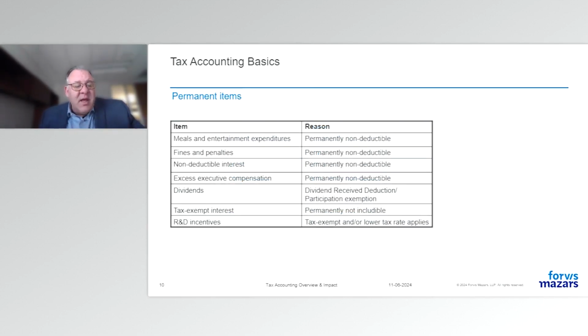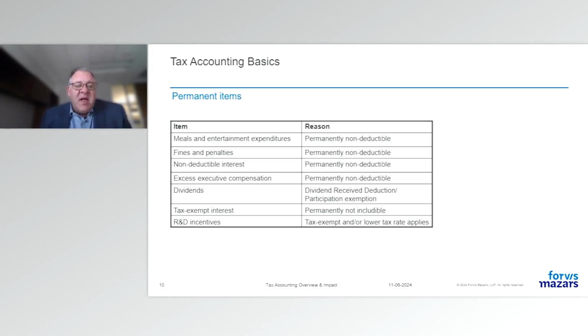So now on slide 10, we'll go through some common permanent items. We've listed some items here. I don't need to read them all off, but I'll use meals and entertainment expenditures as an example. Here in the US, some meals and entertainment expenditures are partially deductible, some are wholly non-deductible. To the extent that they are not deductible, that would be a permanent difference. Those items will be recorded as an expense on a financial statement, but not recorded as an expense on your tax return. Similar things are true for fines and penalties.